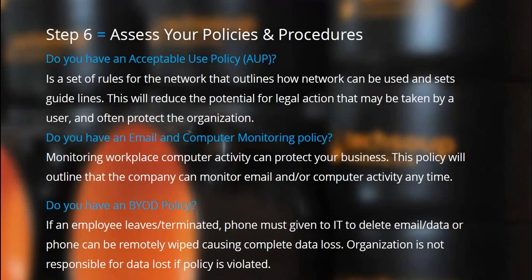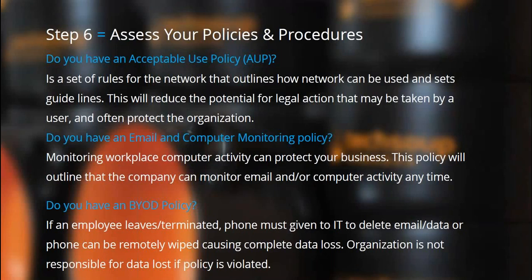Many companies do have these policies in play, and many of them don't even access it unless there is a reason to. But it's very important that you do develop a policy. Every time we do a network assessment, if we see this missing, these are two recommendations that come out right off the hop: an acceptable use policy and an email monitoring policy. And last but not least, as in our previous slide, a BYOD policy.